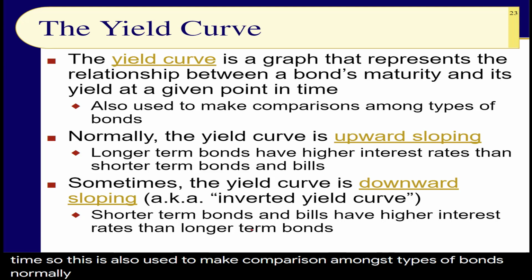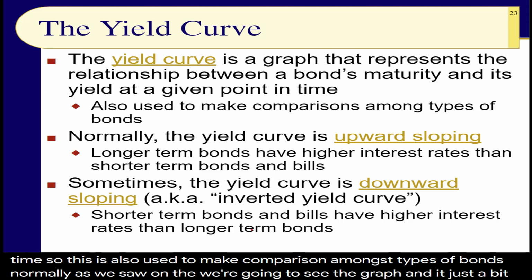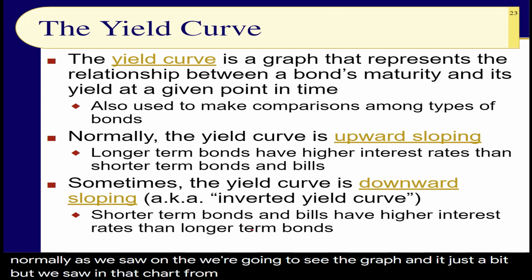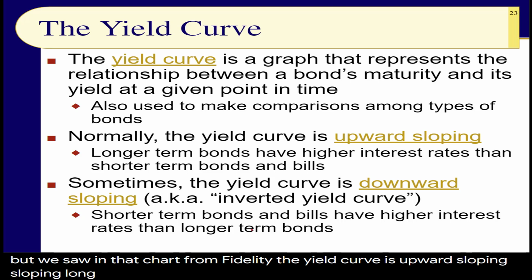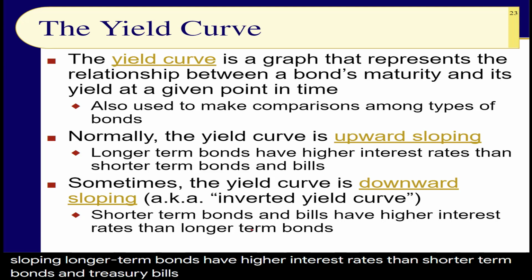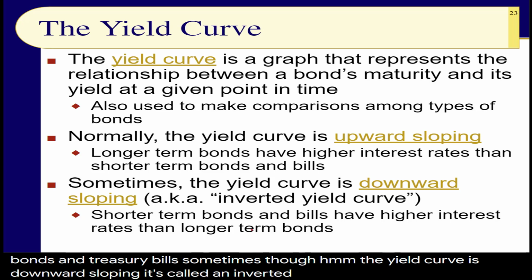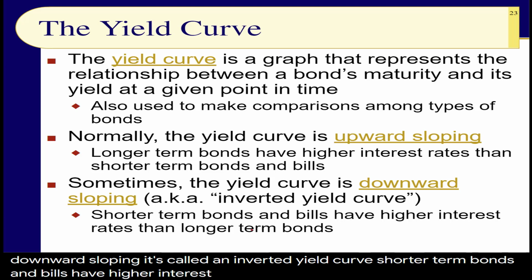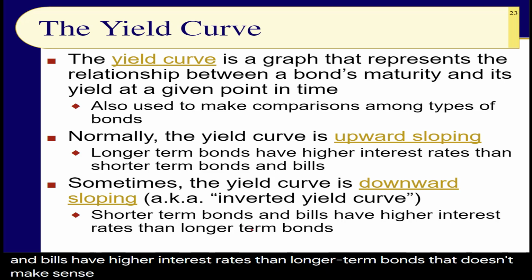Normally, and as we saw in that chart from Fidelity, we're going to see the graph in just a bit, the yield curve is upward sloping. Longer-term bonds have higher interest rates than shorter-term bonds and treasury bills. Sometimes, though, the yield curve is downward sloping. It's called an inverted yield curve. Shorter-term bonds and bills have higher interest rates than longer-term bonds. That doesn't make sense. Why would that happen?